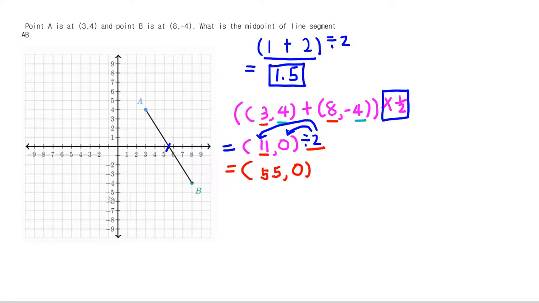I pointed out by eyeballing that this point right over here is our answer. So let's check it. It looks like 5.5, 0. Yes, this is right. I just eyeballed it, but it was the same as the original answer for the midpoint. So in the next video, I'm going to talk about the last example of finding the midpoints between points on the coordinate plane.